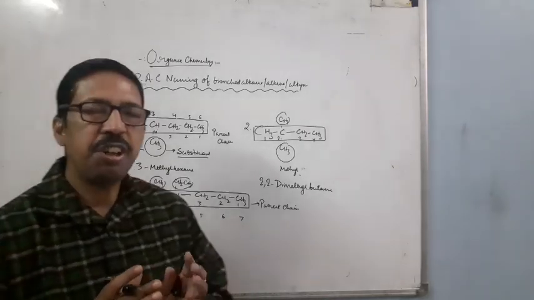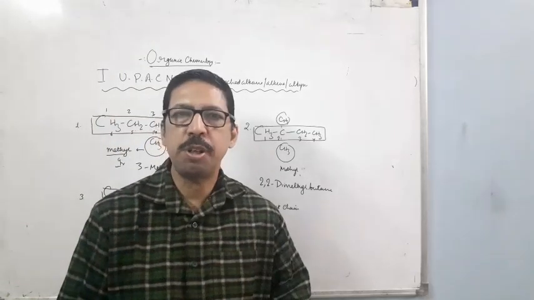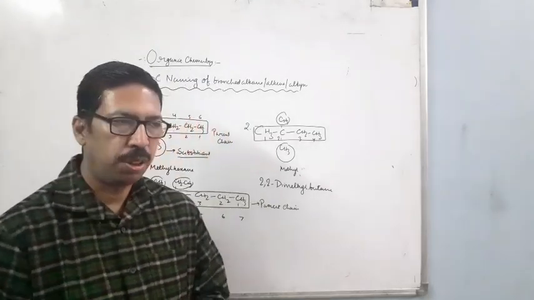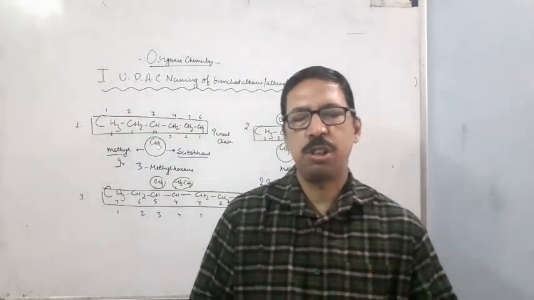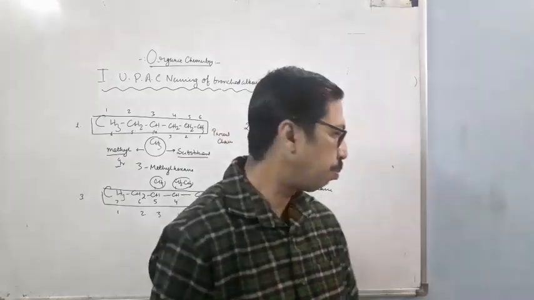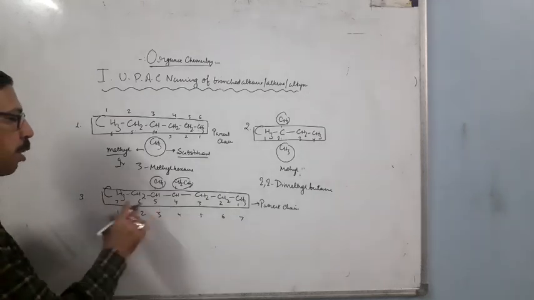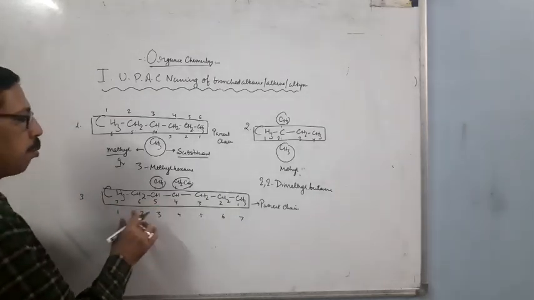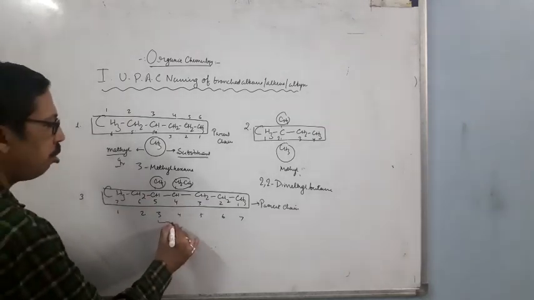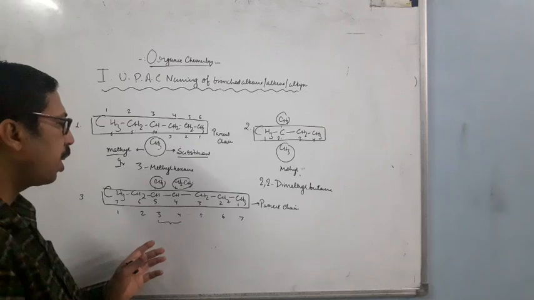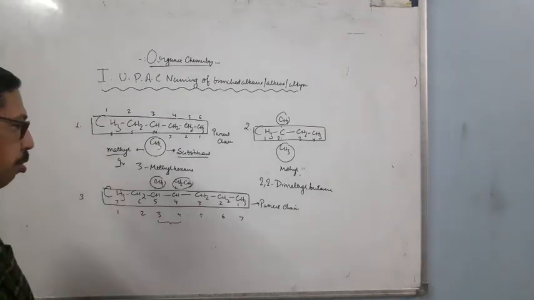There is a very interesting rule for numbering the parent chain in case of more than one substituent. The numbering should be carried out in such a way that the sum of the position numbers of the substituents is minimal. So if we choose this type of numbering from left to right, the sum of the position numbers of both substituents is 4 plus 5, 9, and in this case it is 3 plus 4, 7. So we can easily predict the numbering process.